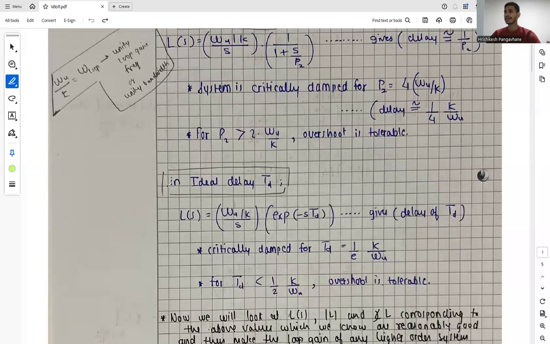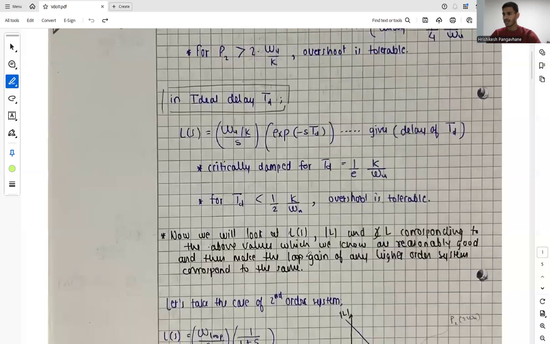So in the ideal delay case with a time delay of td, our loop function is omega u by k by s into exponential of minus s td, which gives a delay of td. And it is critically damped for td equals 1 by e times 1 upon the unity gain bandwidth, or omega loop. And for td less than half of k by omega u, the overshoot is tolerable. So these are all the findings we have discussed earlier analytically.